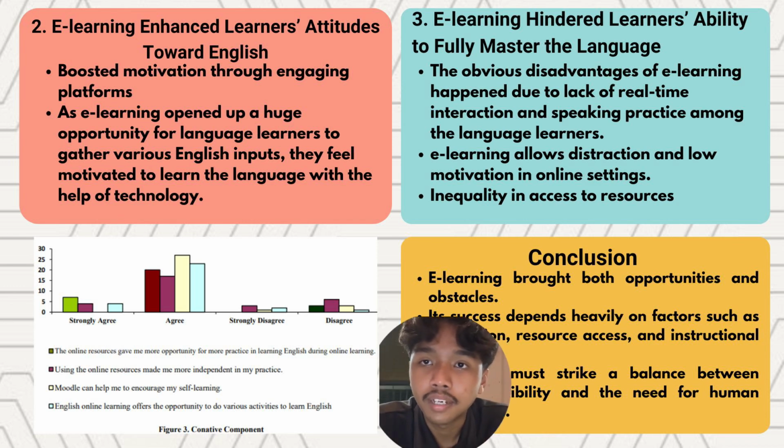The second taller pillar in the statistic is the pillar in blue, which indicates English online learning offers the opportunity to do various activities to learn English. As I stated earlier in the second main point, the quizzes and the English material such as video format, which was stated in the first main point, have given a larger opportunity for English learners in Indonesia, to be specific, to enhance their English skills and to be used for their academic and also real life purposes.